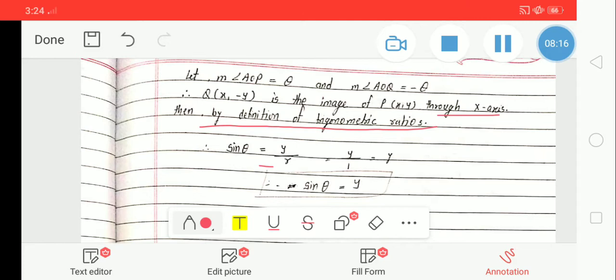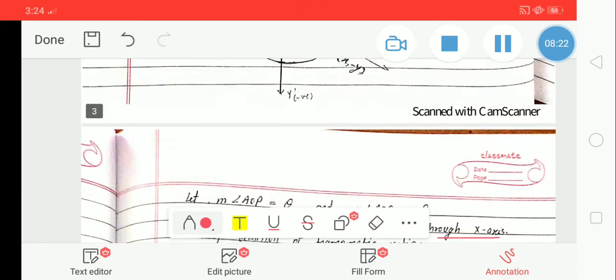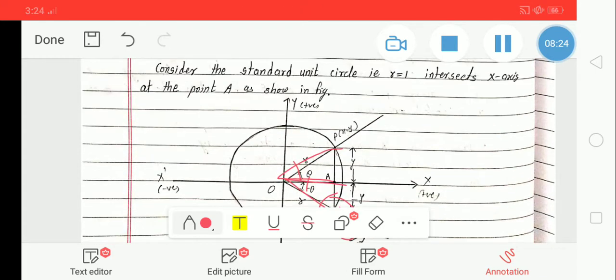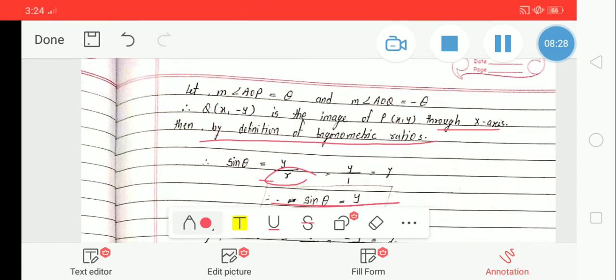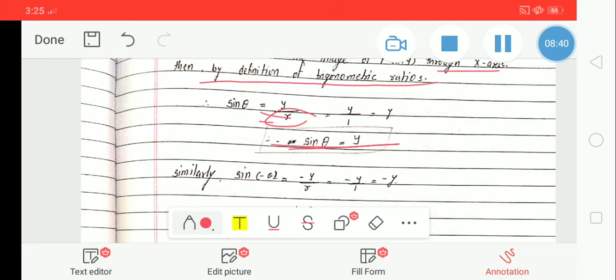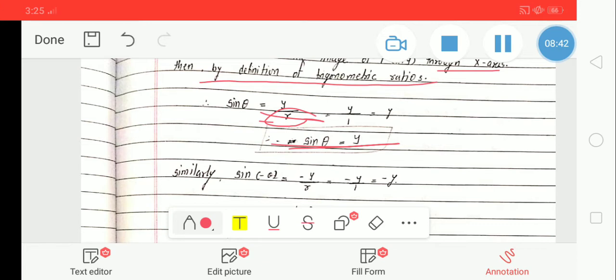divided by r, and r here, the radius, is equal to 1, so y divided by 1 is equal to y. So sin theta is equal to y. Q is the image of P. So by definition of trigonometric ratio, sin theta is equal to y divided by r, which means opposite divided by hypotenuse, and r is equal to 1 because the radius is 1.